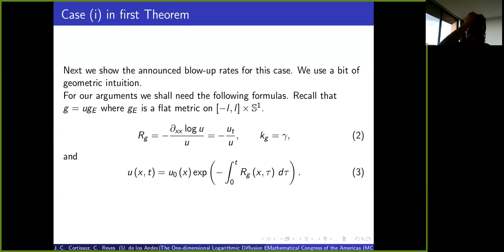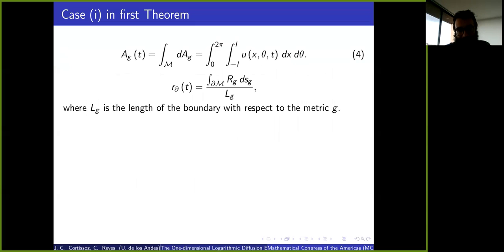So let me show you then how you can get blow up rates from these formulas for the logarithmic diffusion equation. Okay, so here they are. You have an area. I'm going to use some geometric intuition to prove this. So you have the area.